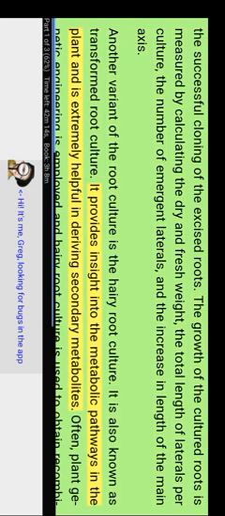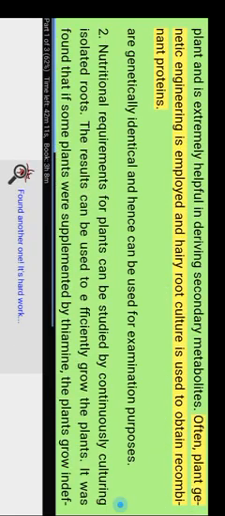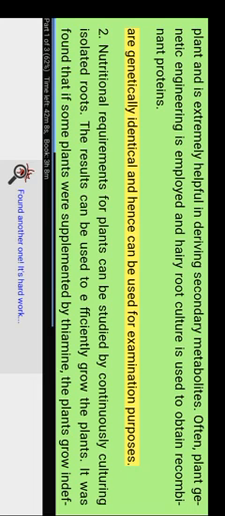It provides insight into the metabolic pathways in the plant and is extremely helpful in deriving secondary metabolites. Often, plant genetic engineering is employed, and hairy root culture is used to obtain recombinant proteins. The cultured roots are genetically identical and hence can be used for examination purposes.